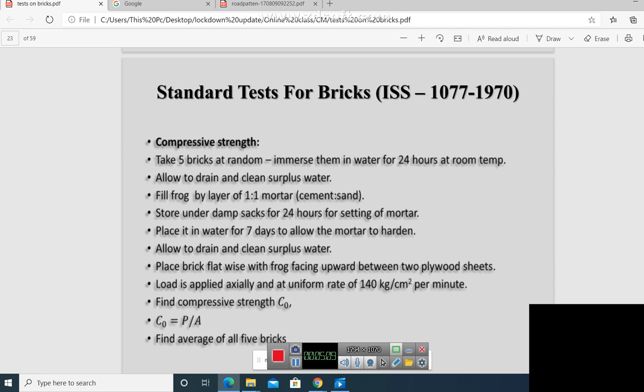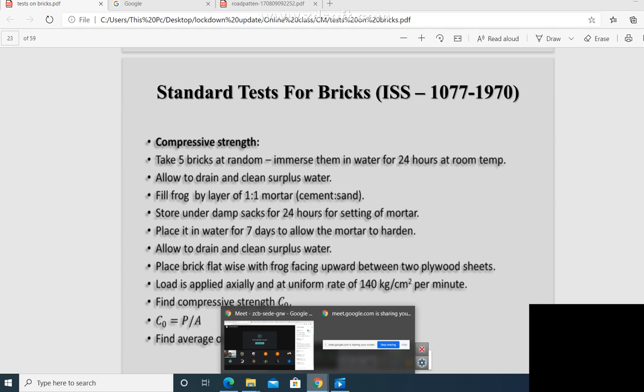After the mortar is set, after a time period of 24 hours, you are placing it in water for 7 days so that the mortar will get hardened. You know what is the difference between setting and hardening? Can you tell the difference between setting and hardening?